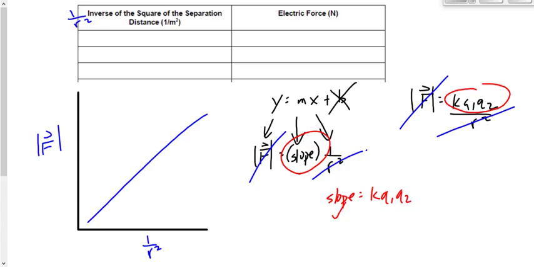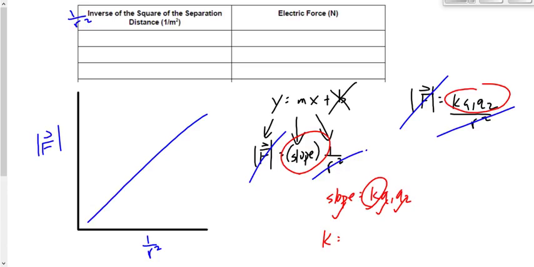Google Sheets will give you the slope of that graph if you ask it to. You already have the value of Q1 in microcoulombs. You got to convert it to coulombs. You also have the value of Q2. Also convert that to coulombs and solve for the value of K.